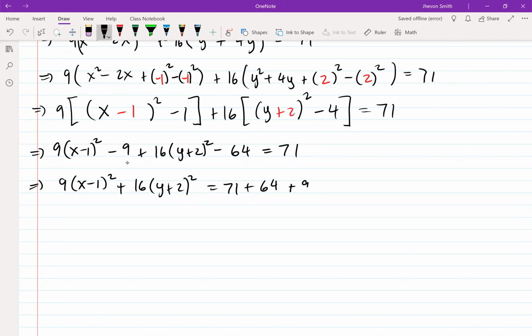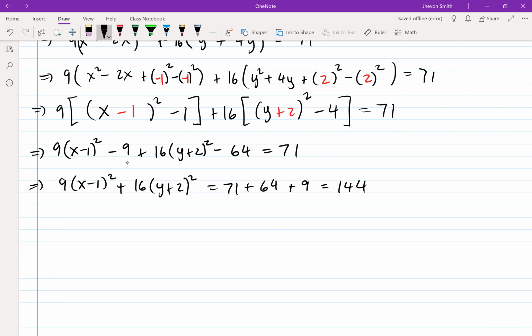Plus 9. And what's that going to be? 9 and 71, that's 80. 80 plus 64, that's 144. Okay, so now this is starting to look nice.